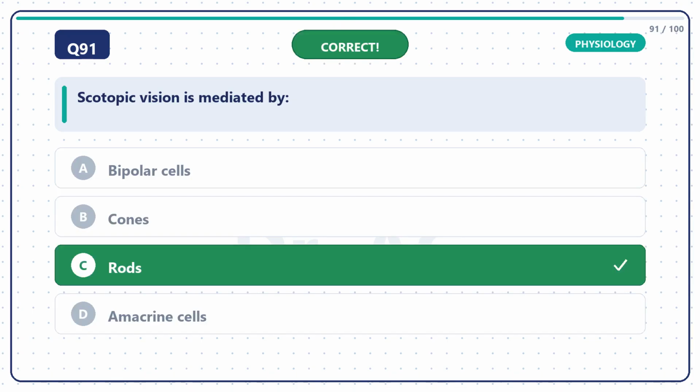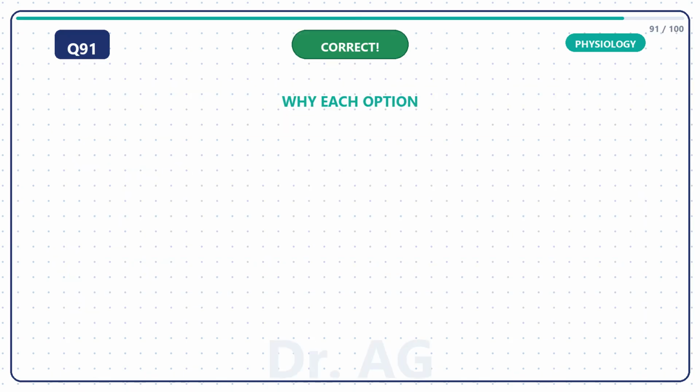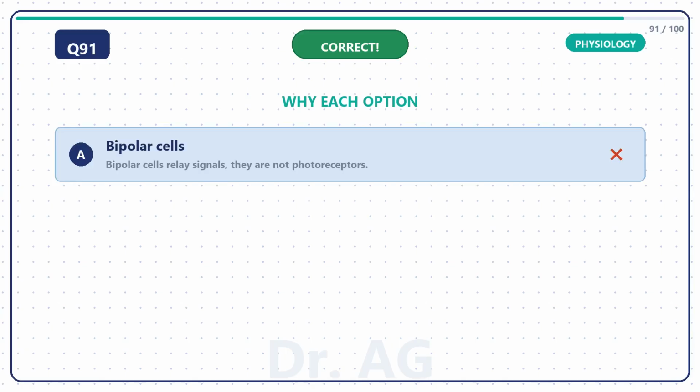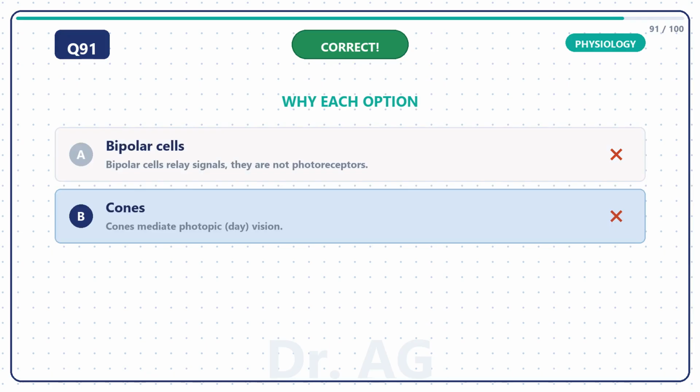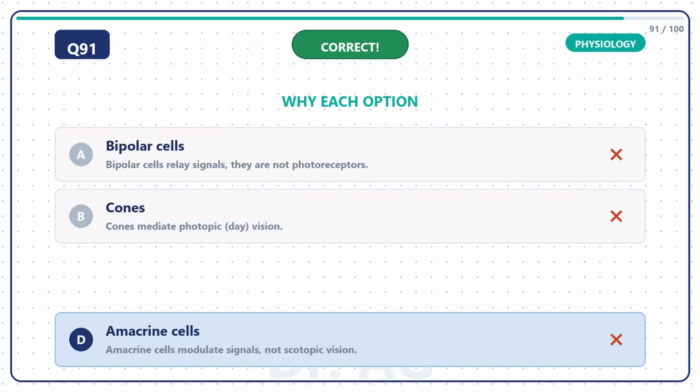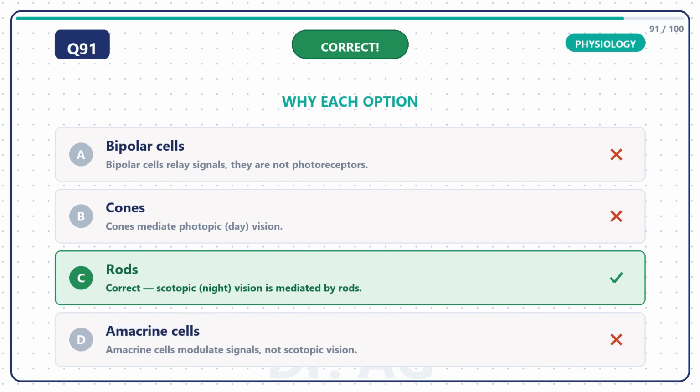The correct answer is option C, Rods. Let's go through the options. Bipolar cells relay signals, they are not photoreceptors. Cones mediate photopic, day, vision. Amacrine cells modulate signals, not scotopic vision. And the correct answer is rods. Correct. Scotopic, night, vision is mediated by rods. So, the right answer is option C.